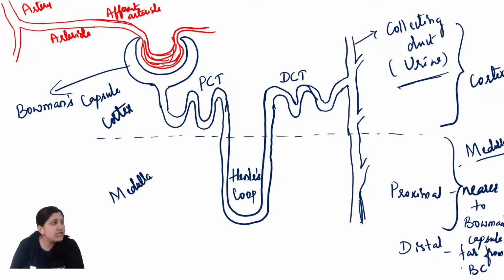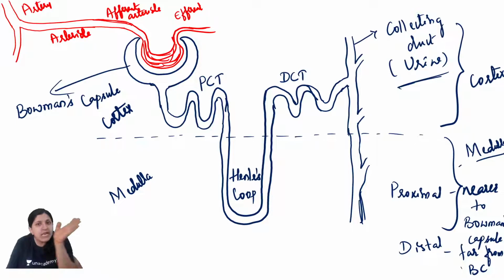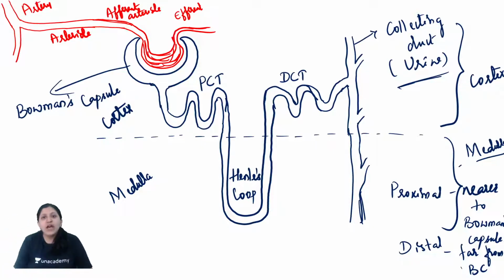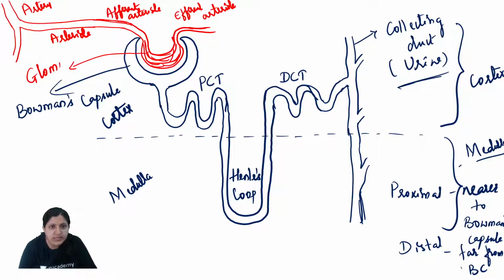So this is an afferent arteriole, and the one which is leaving here is called efferent. Efferent is leaving, afferent is coming. Afferent is getting into the Bowman's capsule. When we mention efferent, it is leaving the capsule. So now this is the efferent arteriole, leaving the Bowman's capsule, and this capillary structure is called a glomerulus.